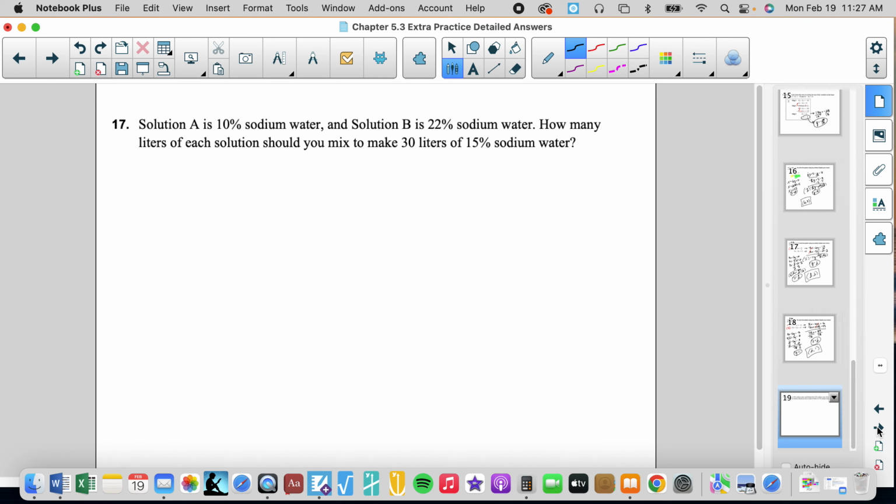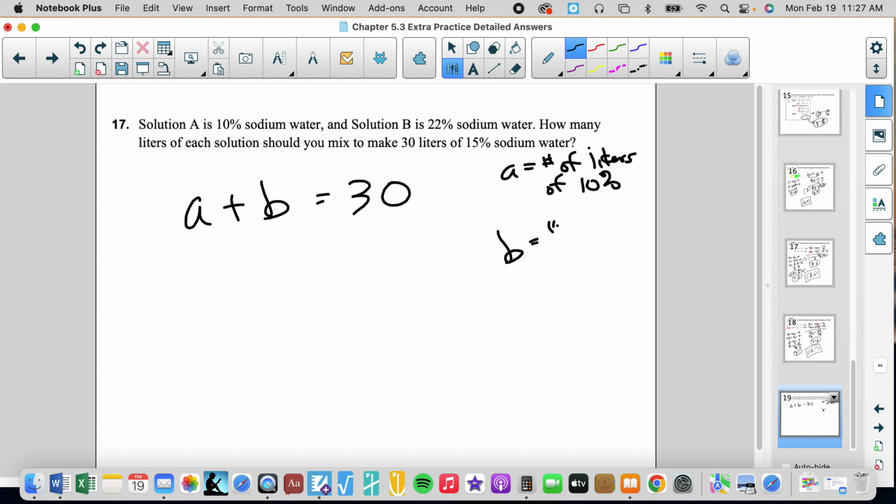of 15% sodium water? All right, so we know that A plus B must equal 30 liters, where A is the number of liters of 10% solution, and B is the number of liters of 22%. So if that's the number of liters, it's going to equal the number of liters.